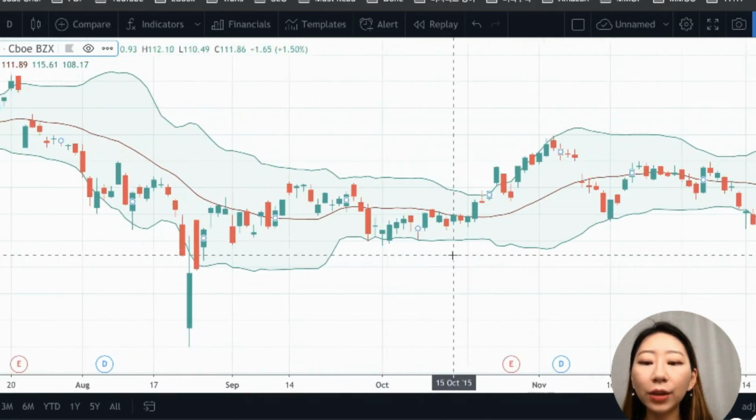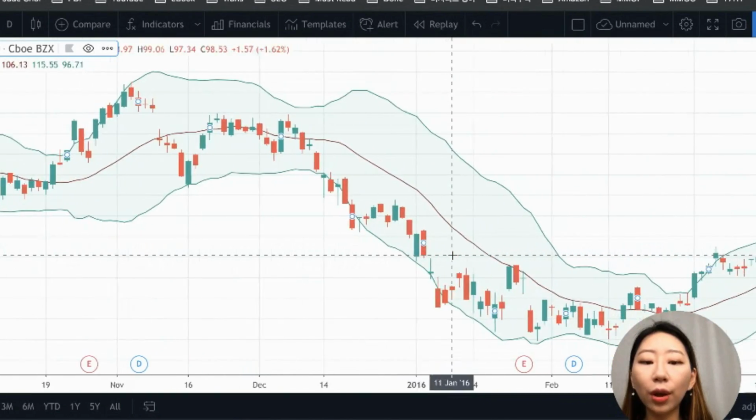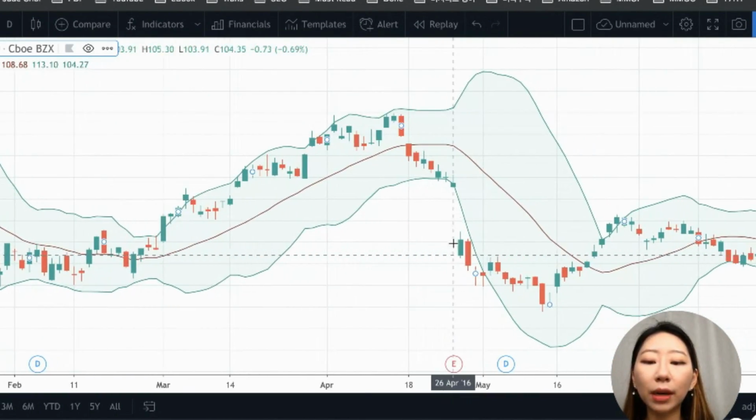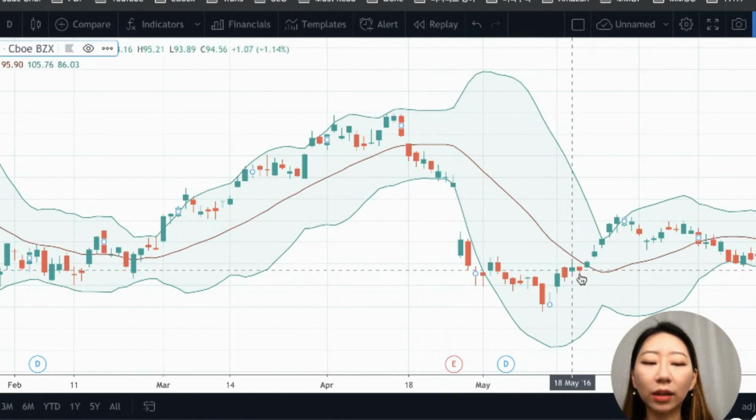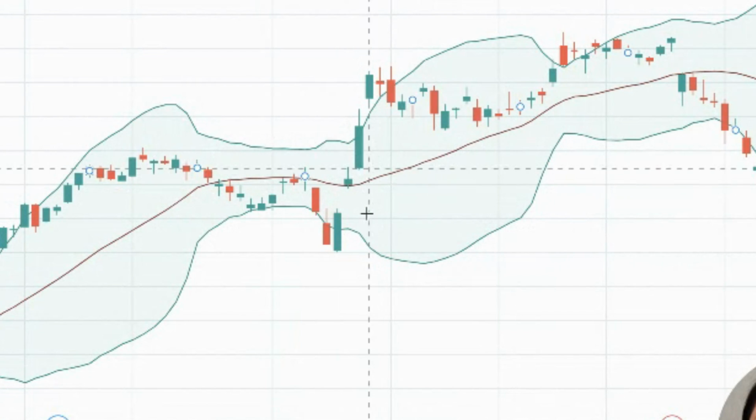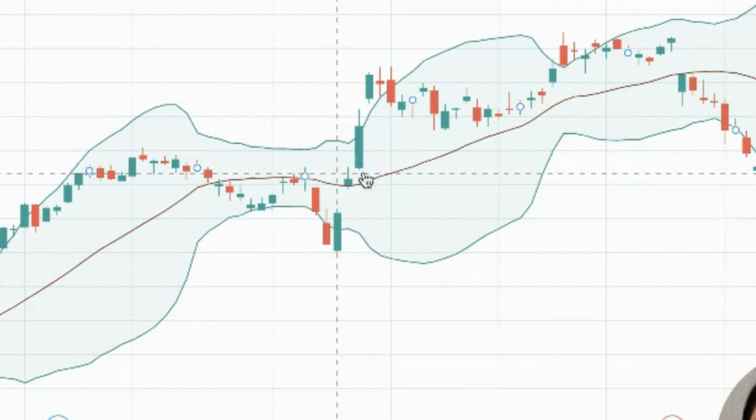But nobody knows how high or how low the bands will go, so I usually set the middle band as my standard point. So basically when the candlestick breaks the middle band and goes up, I buy here.